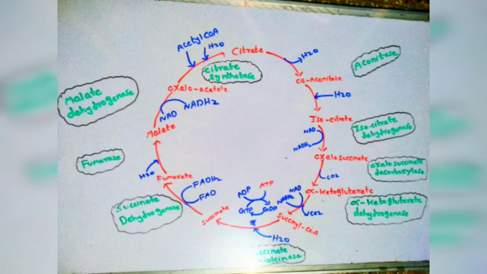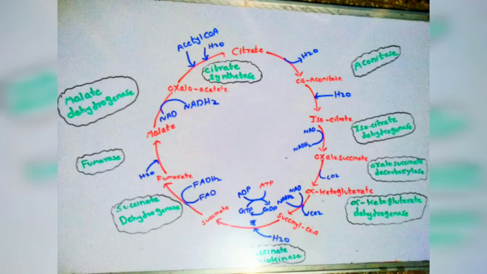The next reaction is formation of oxalosuccinate from isocitrate. Isocitrate undergoes dehydrogenation or oxidation, that is removal of hydrogen. So the hydrogen is removed from the isocitrate molecule, and there will be someone to accept it. Here, NAD accepts the hydrogen atom and forms NADH2. So NAD is getting converted into NADH2, and the enzyme involved here is isocitrate dehydrogenase.